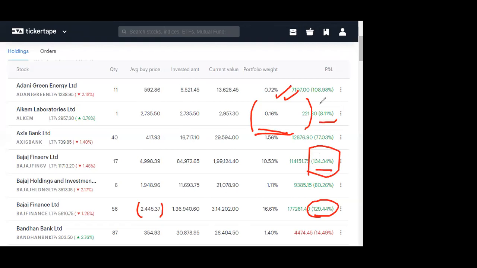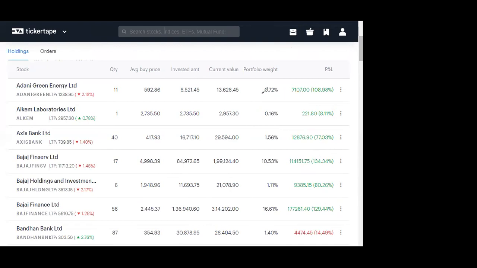Some companies are giving just 8%. Some companies are giving just 7%. And some companies are even in loss. Yes or no? Okay, is everyone getting this?